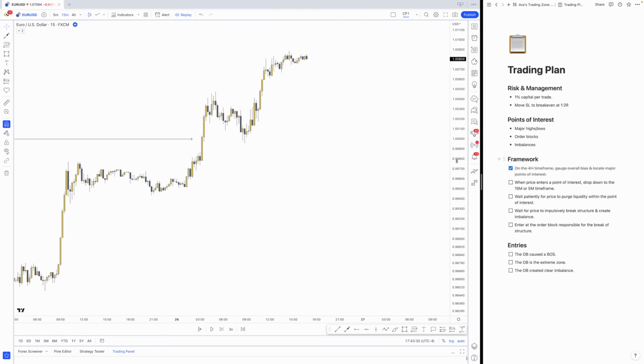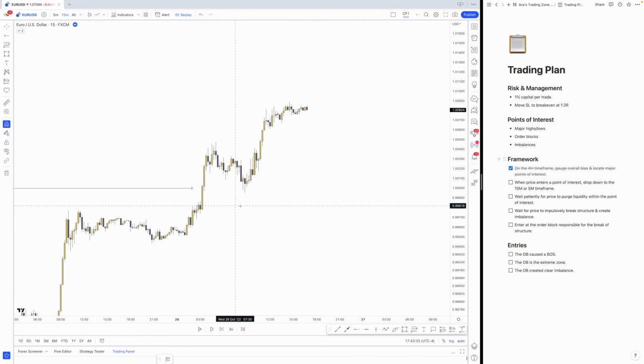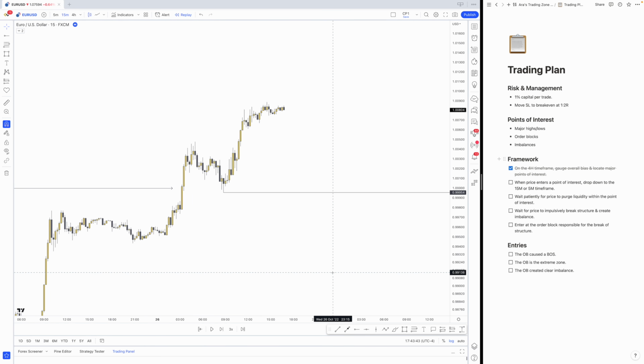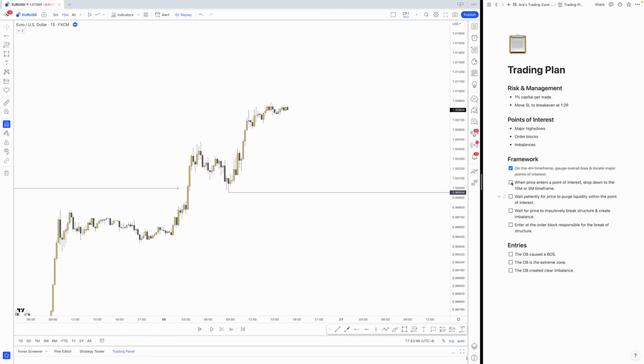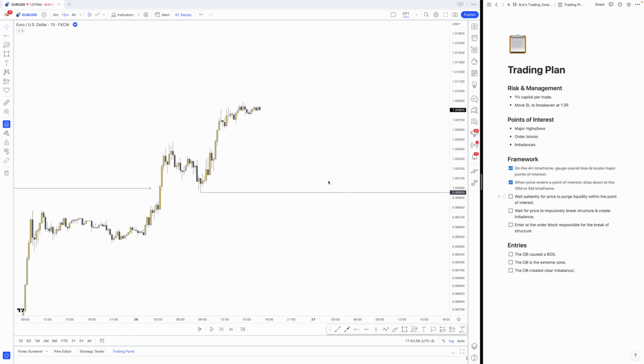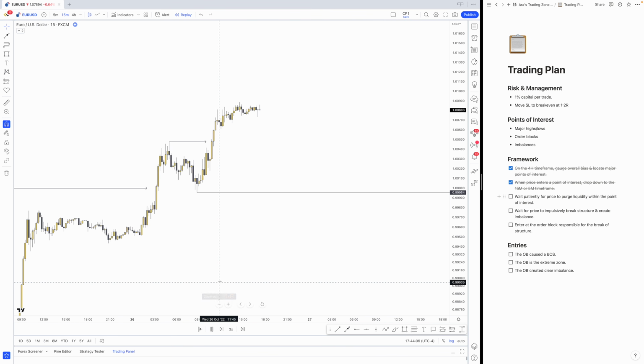So the current structure that we have to pay attention to is this low right here, because that's the higher low that was created after liquidity was tested from that high. So as of now, price is still trading to the upside, so we don't have any change of character yet. But before I get too ahead of myself here, I'm going to check this off the list because we have completed step number 2. Step number 3 is wait patiently for price to purge liquidity within the point of interest. Well, we could identify this as a liquidity grab, but again, we need to wait until we have some structural change to the downside. So let's just start playing price forward and see what happens.